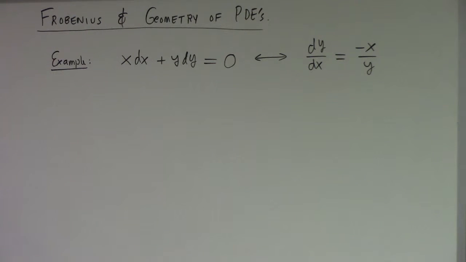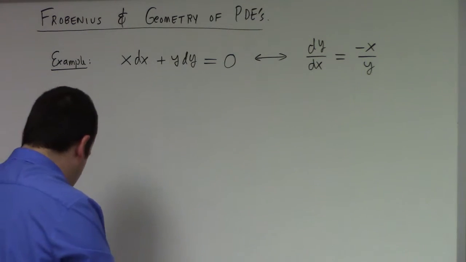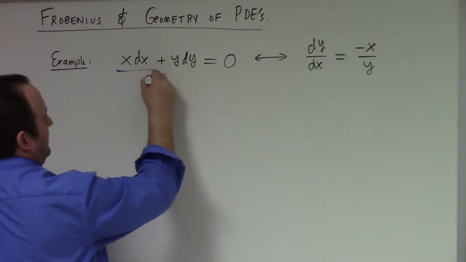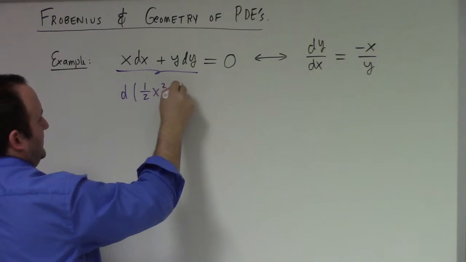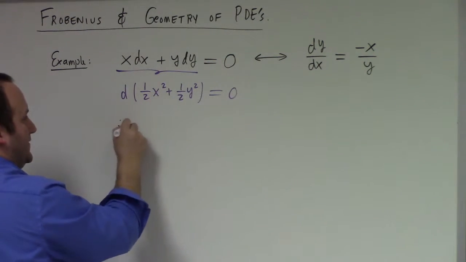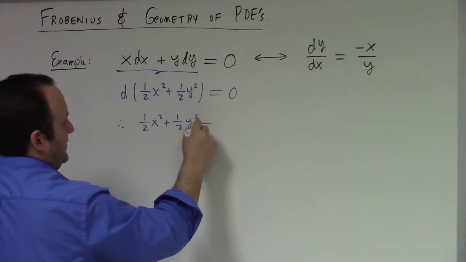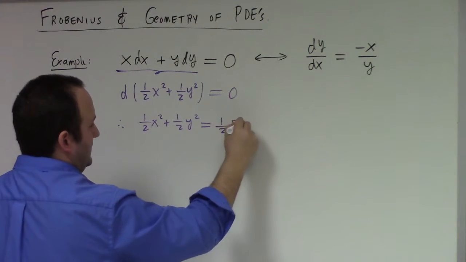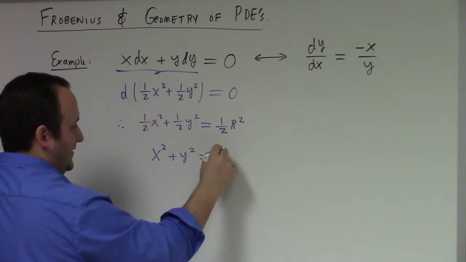Right? I mean, we got choices, right? Here's two schools of thought. One school of thought, you go, hey, hold on a second, that's just the differential of 1/2 x squared plus 1/2 y squared, right? So therefore the solution is 1/2 x squared plus 1/2 y squared equals 1/2 r squared. I mean, obviously you should write the constant as 1/2 r squared, right? Clearly. So the solution is x squared plus y squared equals r squared.